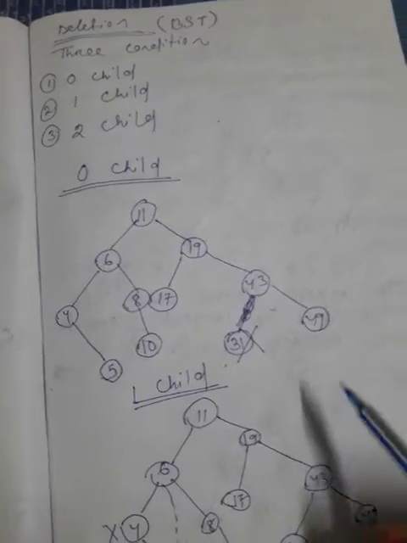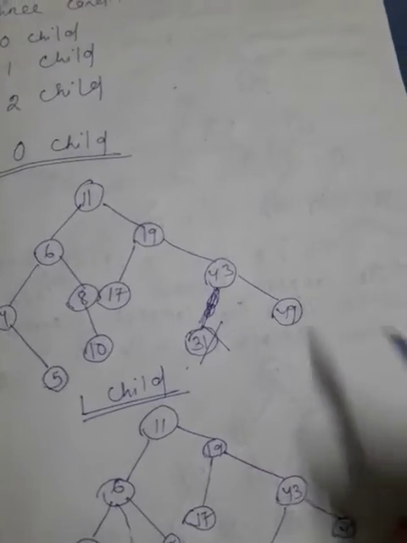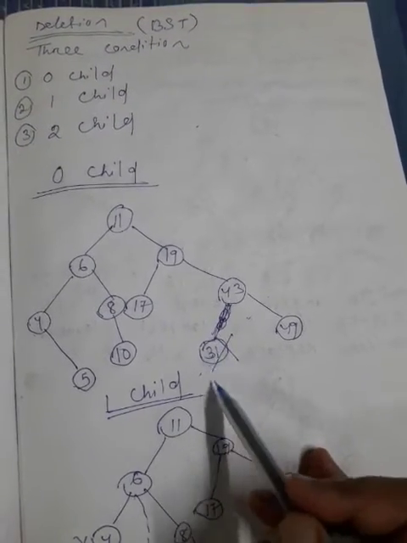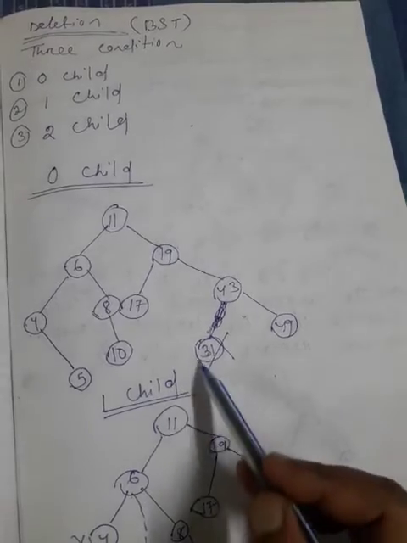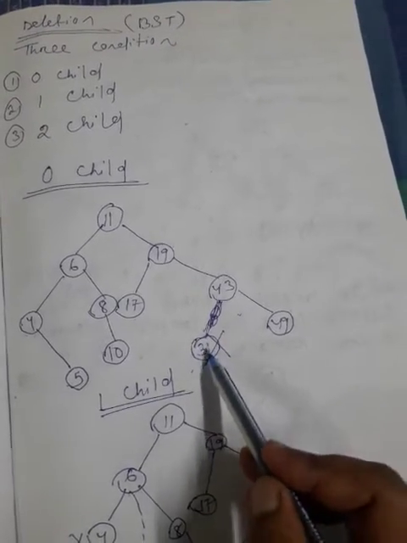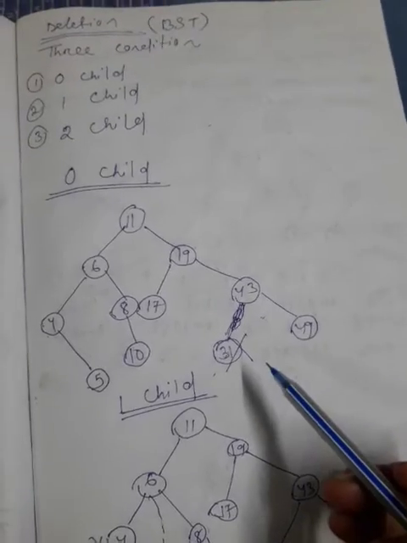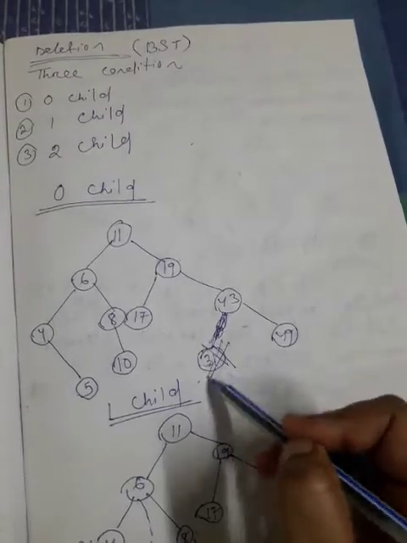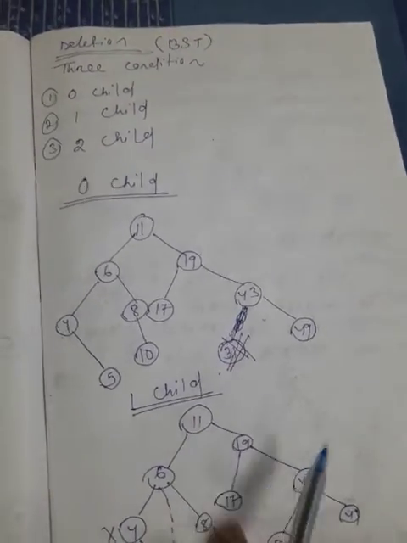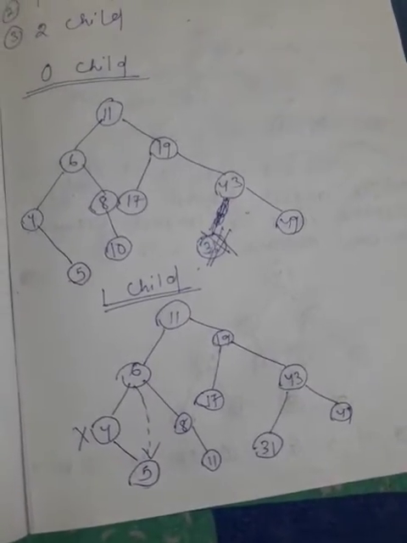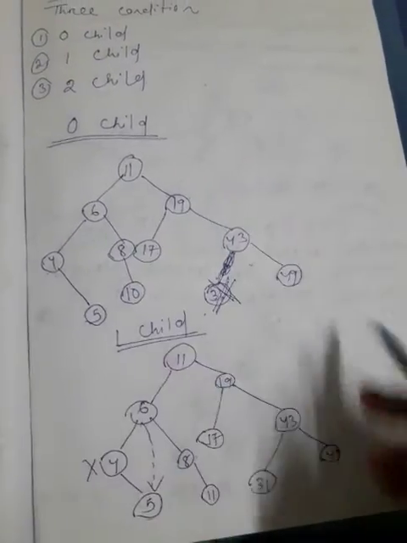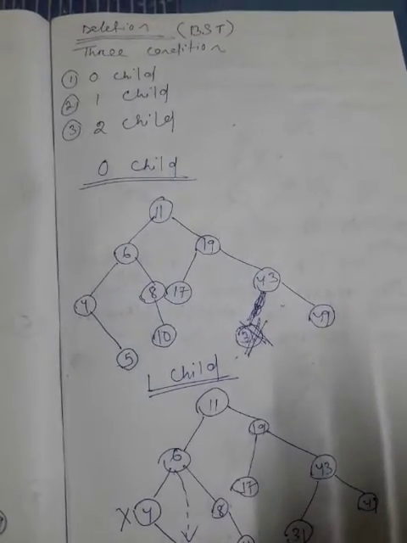In this example, 31 is a node, and under 31 there is no child. That means zero children are present under 31. If we want to delete 31, there is no change. After deletion of 31, the tree looks this way. There is no 31, so you simply delete 31.